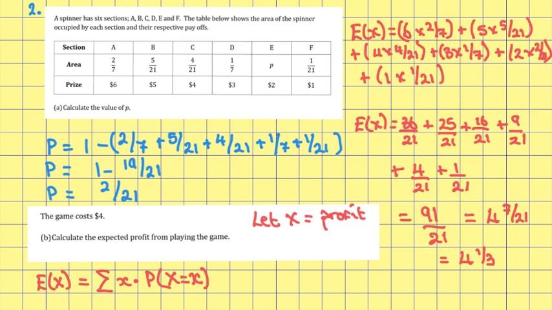That means the expected profit is 1/3 of a dollar, which is 33 cents.